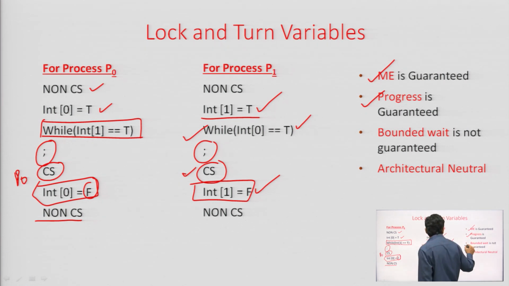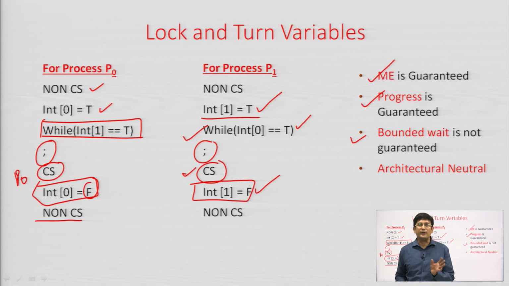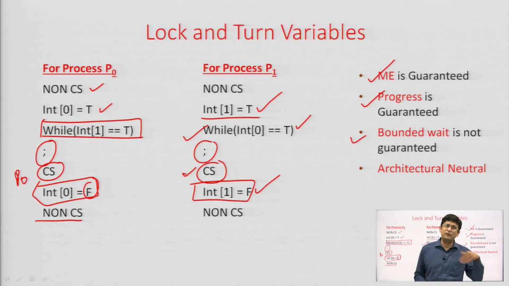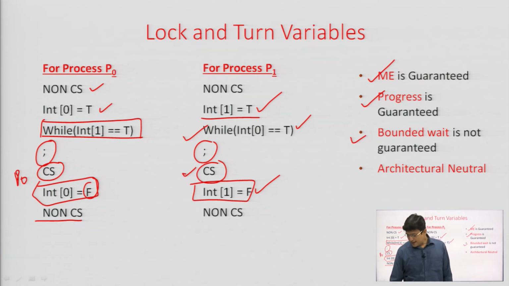Okay. Now, bounded wait is not guaranteed. We are not alternating in between. So, since we are not alternating, it means the bounded wait condition is not satisfied here. Okay. A process can enter the critical section any number of times. If it is in the loop, it will keep executing the critical section. Now, it is architectural neutral because it is a software solution. This is the architectural neutral solution.